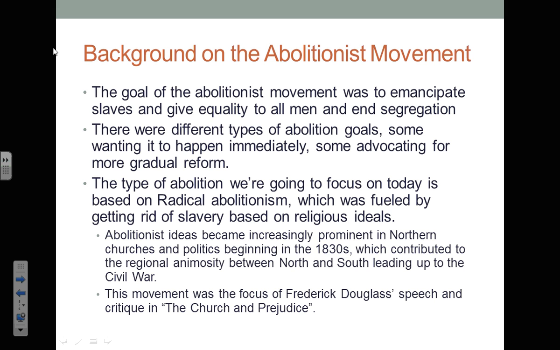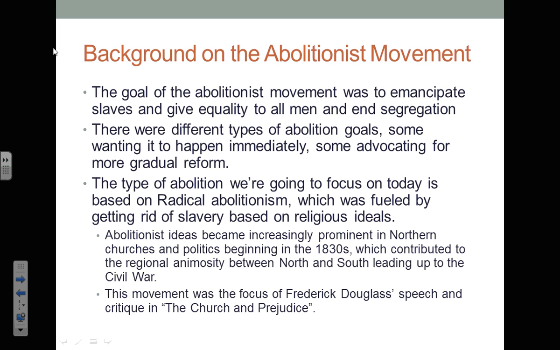So some people were like, let's get rid of it now. It shouldn't be out. Let's just let go of it. Let's make it go away. And some people were like, we should do it, but it's not something that can happen overnight. So we need to gradually figure out a way to make it happen. Some people were like, there are whole different attitudes for it.